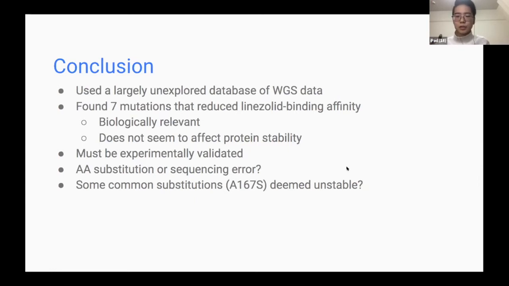Of course, a major question is whether the mutations I evaluated are real amino acid substitutions or they're simply sequencing error blips in the sea of data that we have. There are other questions that I didn't have time to explore, such as several common substitutions, such as A167S, that are deemed unstable by mCSM, which I did not include in my analysis. But I think if they are present in large numbers in naturally occurring strains, they should not be impacting the growth of the bacteria too much. So for future directions, it would be interesting to explore those outliers and see what their impact on linezolid binding affinity is.